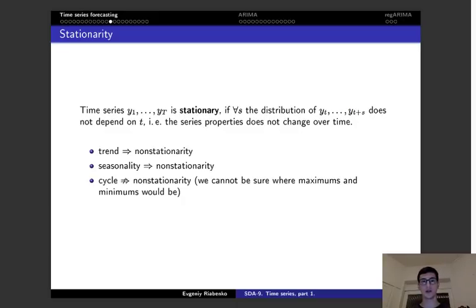So trend implies non-stationarity. Seasonality again implies non-stationarity because we can move to the left or to the right on the time axis, and we can expect different values due to seasonality. In case of cycles, it's a bit more subtle. We cannot guarantee that a series is non-stationary if we have cycles. Cycles are somewhat non-predictable, so we cannot definitely say something about the time series if we have cycles.